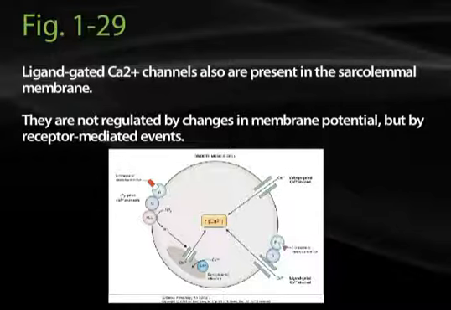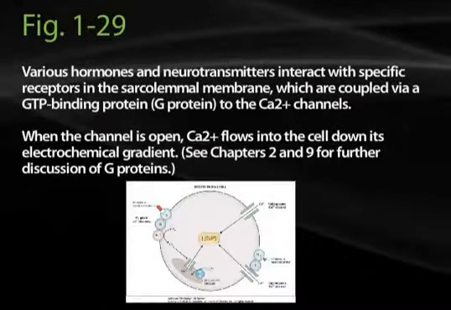Ligand-gated calcium channels are also present in the sarcolemmal membrane. They are not regulated by changes in membrane potential, but by receptor-mediated events, and this is shown on the bottom right of figure 1-29. Various hormones and neurotransmitters interact with specific receptors in the sarcolemmal membrane, which are coupled via GTP-binding proteins, or G proteins, to calcium channels. When the channel is open, calcium flows into the cell down its electrochemical gradient. See chapters 2 and 9 for further discussion of G proteins.